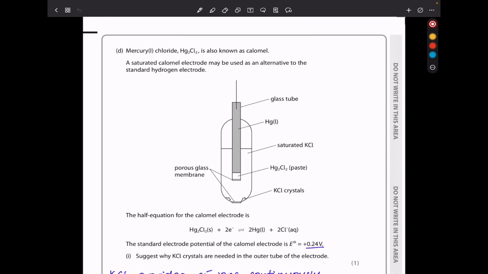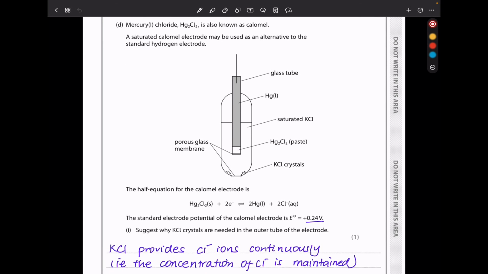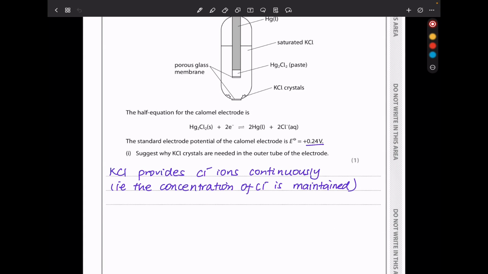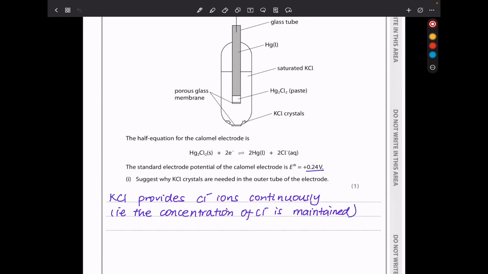In part D, mercury(I) chloride, which is also known as calomel. A saturated calomel electrode may be used as an alternative to the standard hydrogen electrode. And down here they say the half equation for the calomel electrode is what we see here. They say the standard electrode potential of the calomel electrode is given. Suggest why potassium chloride crystals are needed in the outer tube of the electrode.